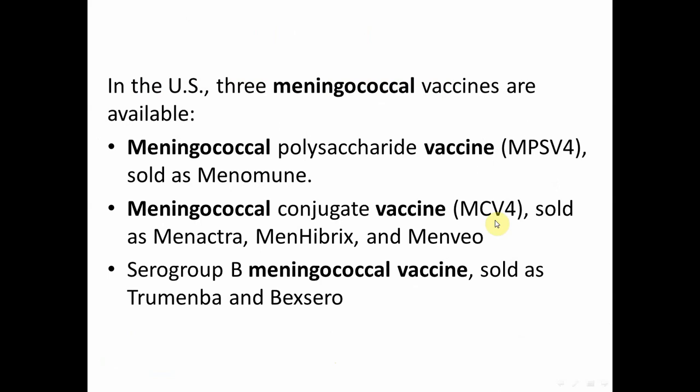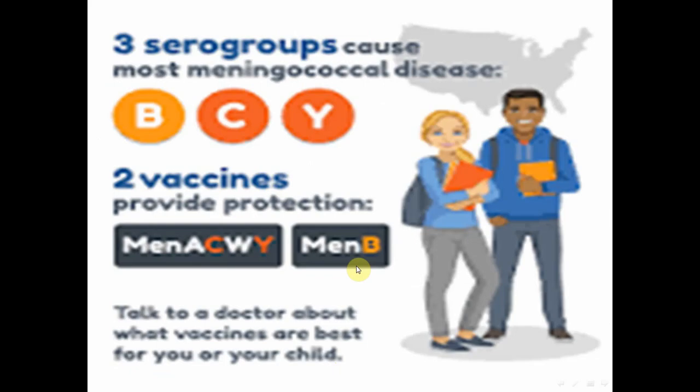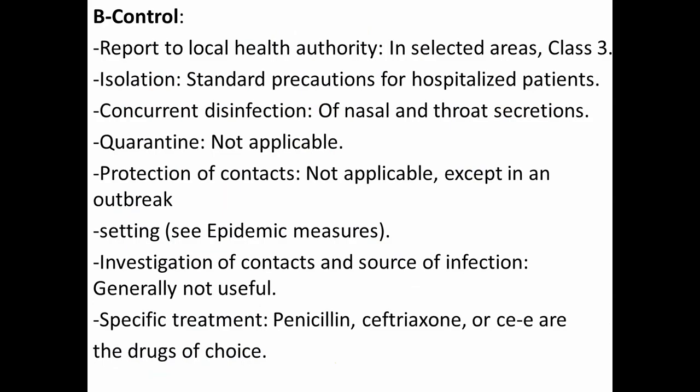There are 3 types of vaccines in the United States. Control measures: the cases should be reported. Isolation is important. Concurrent disinfection of secretions and fomites. Quarantine is not applicable. Protection of contacts in an outbreak, we cannot apply this because of the large number.